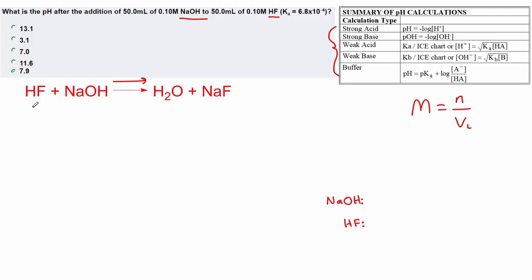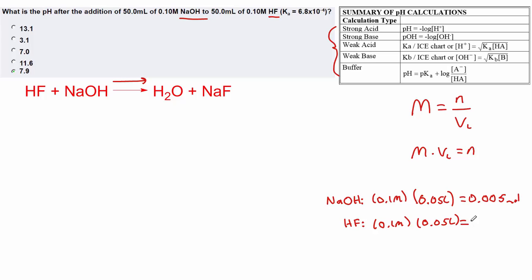Every titration turns into one of these five. To do this limiting reagent calculation here, we need to know how many moles of HF and how many moles of NaOH. Molarity is simply moles over the volume in liters. If we rearrange and solve for moles, we get molarity times the volume in liters, and we use that to find the moles of both the NaOH and the HF. For NaOH, molarity is 0.1 molar, and for the HF, the molarity is also 0.1 molar. And we've also got 50 milliliters of each. This is the equivalence point in the titration. 50 milliliters is 0.05 liters. And that's going to get us 0.005 moles for both NaOH and HF.